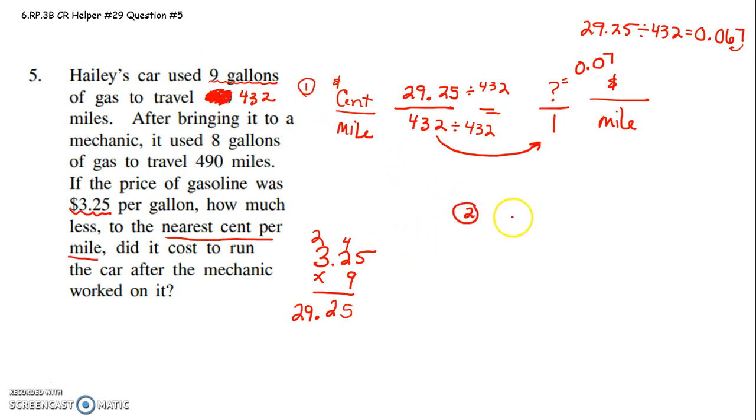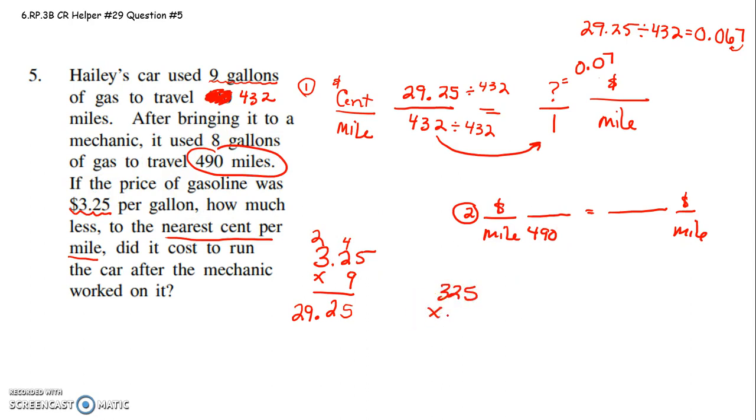Here's step 2. After they had the car worked on, they were able to travel 490 miles on 8 gallons. Now again, Ms. Prue said, what do you need to talk about? Cents per mile. So she said, you got to do money per mile. I was like, oh, that is what they're asking us about. Money per mile. And then here, I know it's 490 miles. But how much money did I have to spend to go 490 miles? I got to take my 8 gallons times 325.